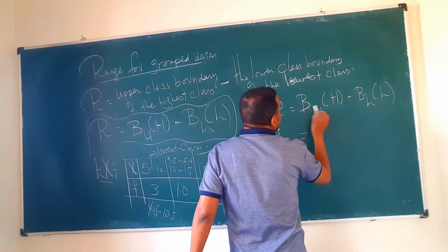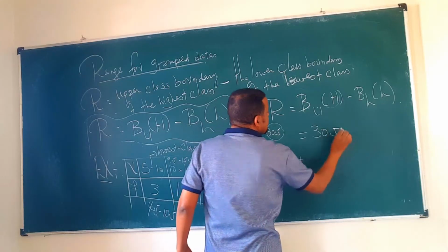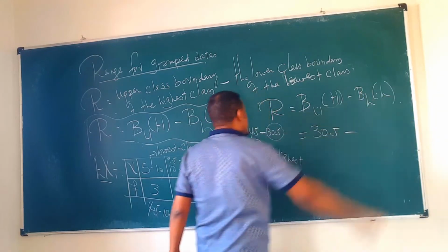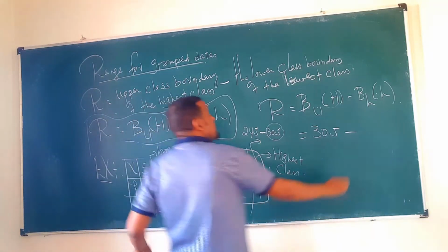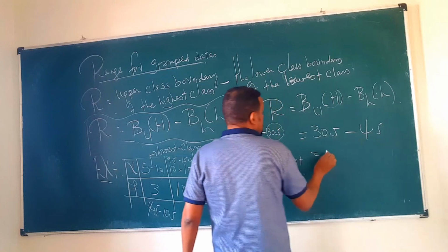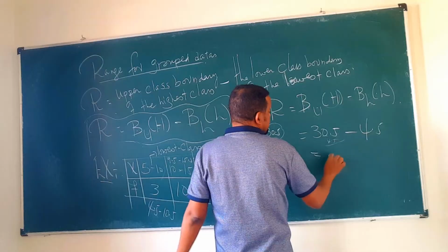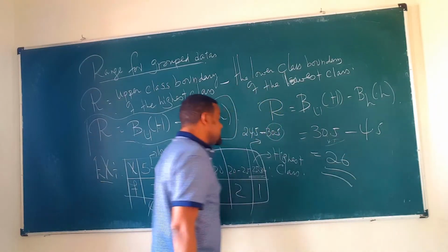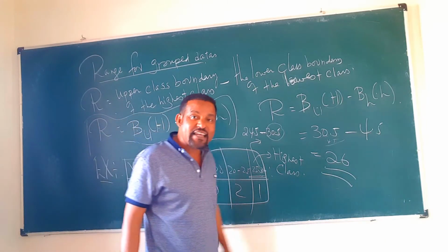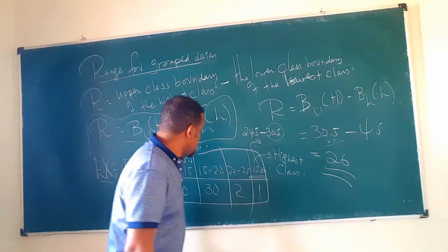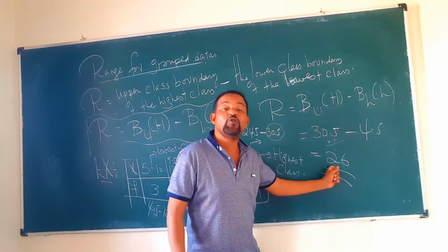So what is the upper class boundary of the highest class? It is 30.5. So this one is 30.5 minus the lower class boundary of the lowest class, which is 4.5. So 30.5 minus 4.5 is 26. So the range of this frequency distribution, or this grouped data, is 26.